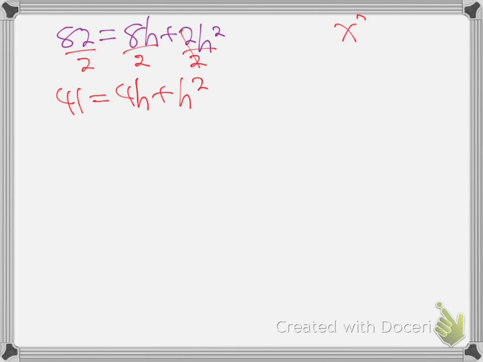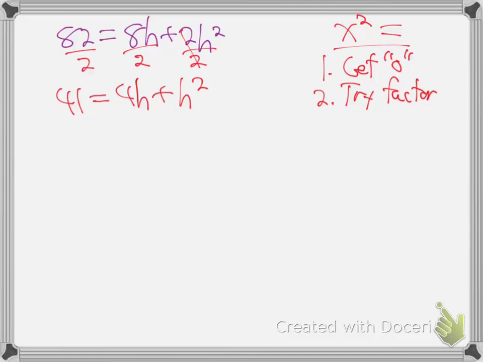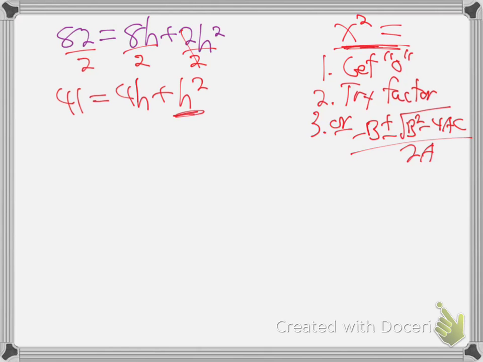Now, what's the game plan when you have X squared or H squared or whatever with an equal sign? Step 1, get a 0. Step 2, try to factor. And if it won't factor, use the quadratic formula: negative b plus or minus the square root of b squared minus 4ac all over 2a. So whenever you see x squared or h squared, you've got to really know this. Put this on your 3x5 card for the exam.